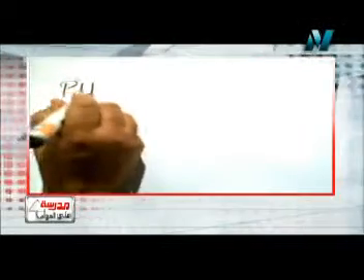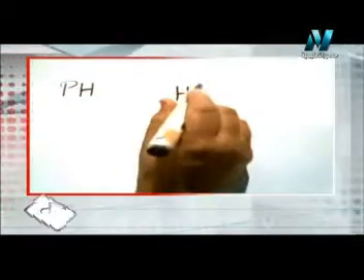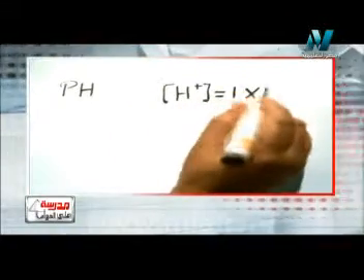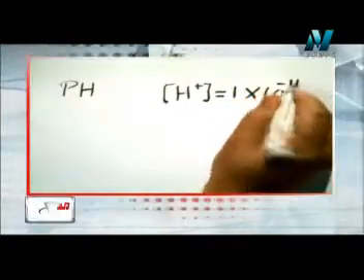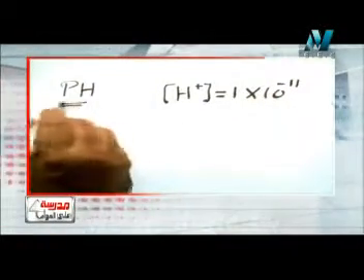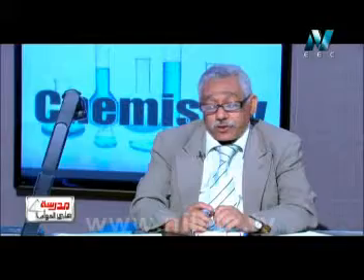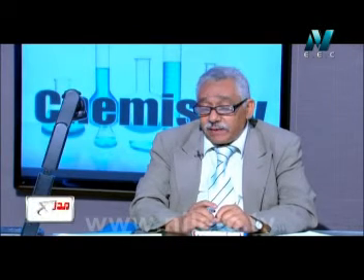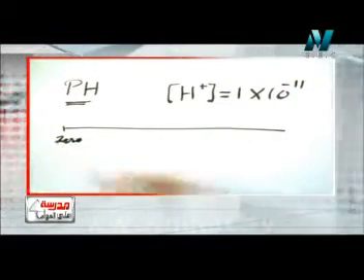The pH value of a solution: concentration of hydrogen ion equals 1 times 10 to the power negative 11. Let's first know what is meant by pH. The pH value is a method used to detect the acidity or alkalinity of a solution. The pH scale ranges from 0 up to 14.